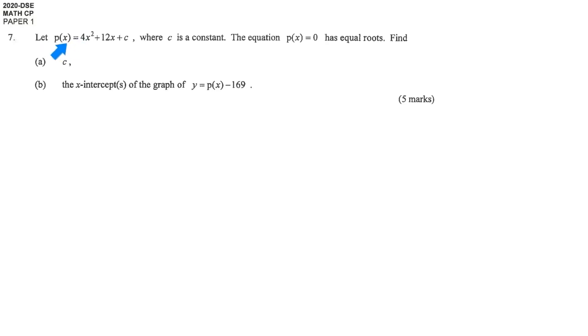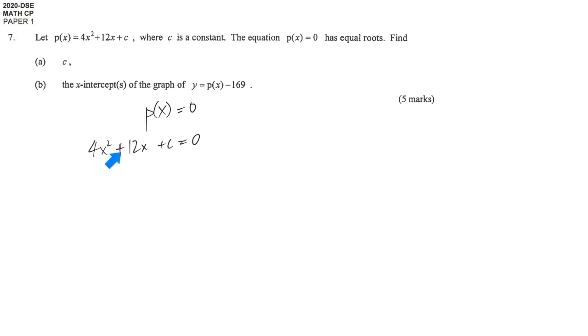In this question, p(x) is a quadratic expression. That means the highest power of our variable is 2. And then they say this equation, so you should write down this equation: p(x) equal to 0, which means that 4x squared plus 12x plus c equal to 0.